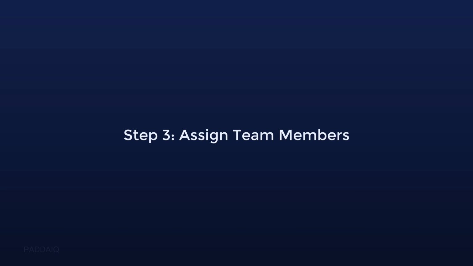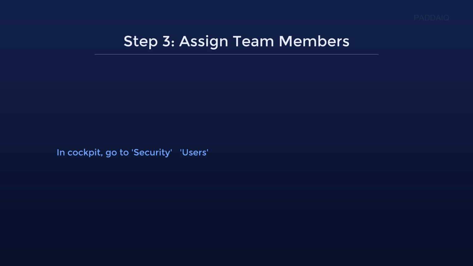Assign team members to your business roles. In Cockpit, go to Security Users. This means you navigate to the SAP BTP Cockpit, select the Security menu, and then choose Users. For example, to add a developer to your project, you would use this path. This is where you manage who can access your applications and services.